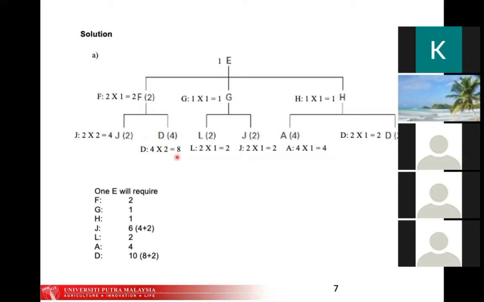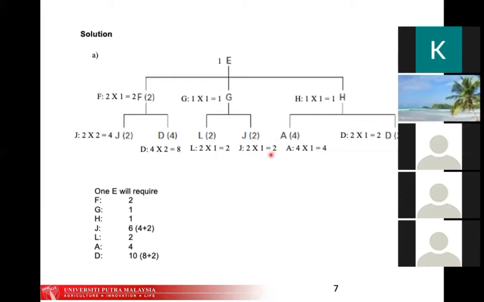To produce 1G, we need 2L and 2J. To calculate L, 2 units of L times 1 unit from G equals 2. To calculate J, 2 units of J times 1 unit from G above equals 2.